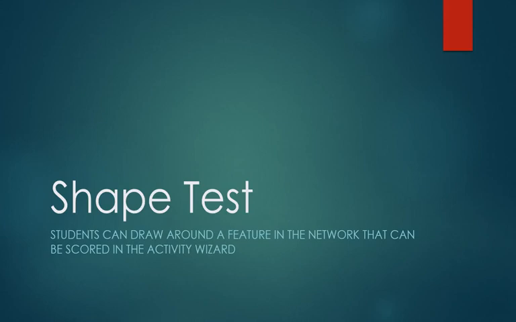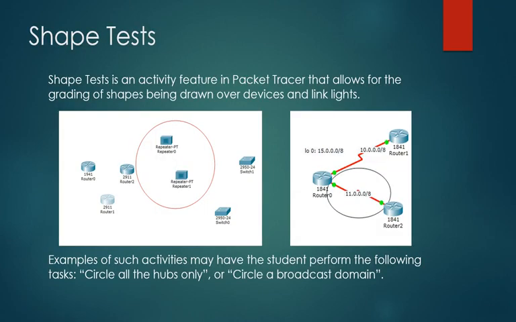Shape tests are a feature that allows a student to perform tasks besides configurations in Packet Tracer. It is useful for testing whether a student can identify certain portions of a network or individual devices. Any logical grouping can be done, as long as circling either a device icon and/or a link light indicator satisfies the condition.